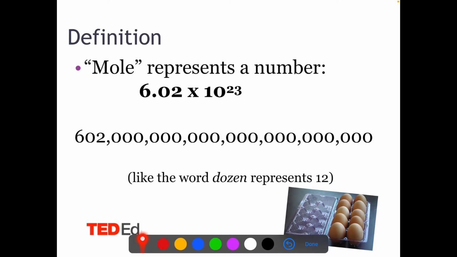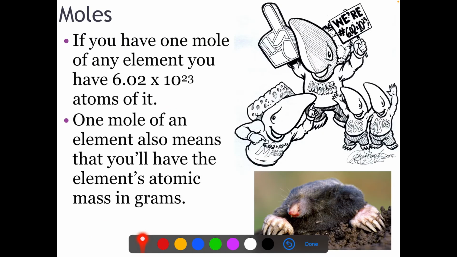And the reason that it's a really big number is because it's used to count very tiny things like atoms and molecules. The word mole is like the word dozen. So if I say you have a dozen eggs, that means you have 12 of them. If I say you have a mole of eggs, that means you have 6.02 times 10 to the 23rd. So why do we use this? If you have 1 mole of any element, you have 6.02 times 10 to the 23rd atoms of it.